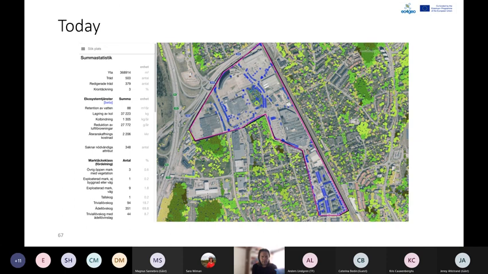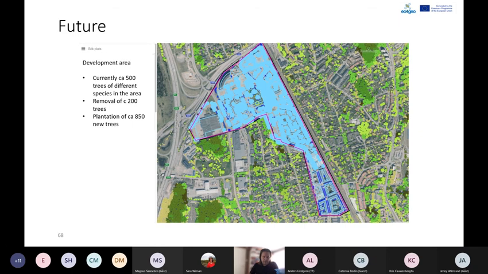And within this is today's situation. Quite few trees here in this area. As you can see, it's very much concrete buildings and asphalt. But here we can make statistics of the trees, and also we have a module for calculation of ecosystem services that is connected to the i-Tree model. So from this we can make an estimation of the ecosystem services provided by the trees in this current situation, and we can compare it when we have developed the area.